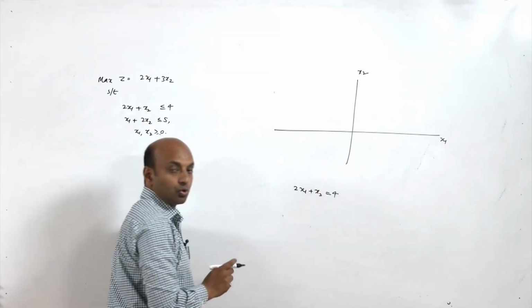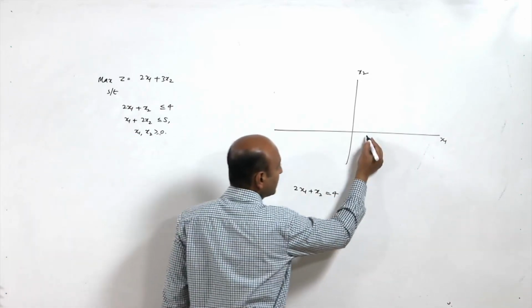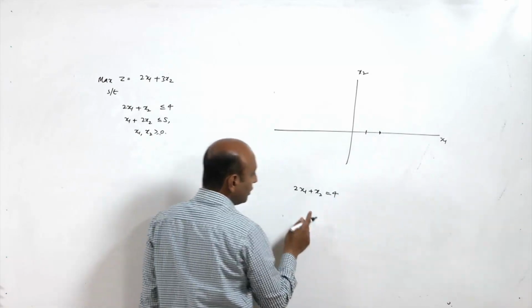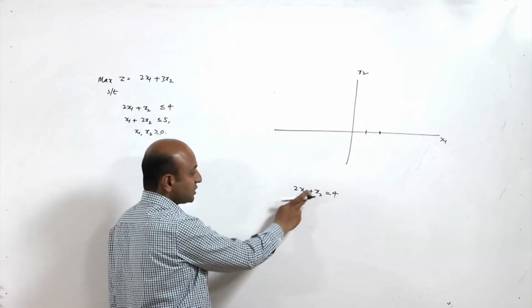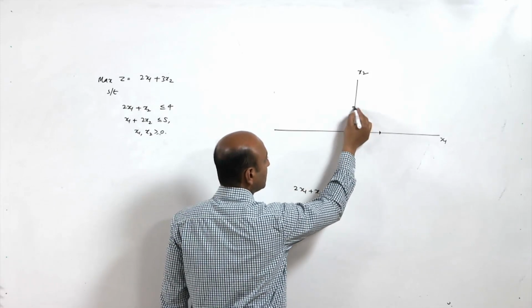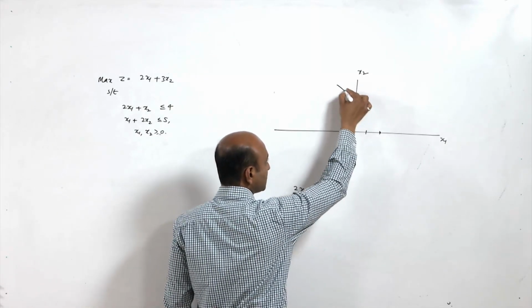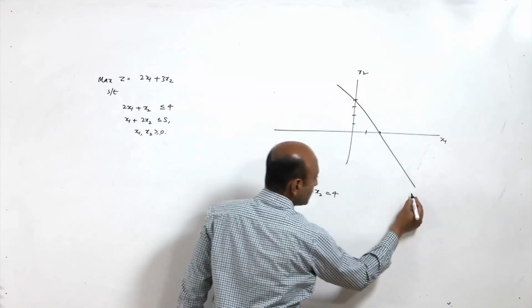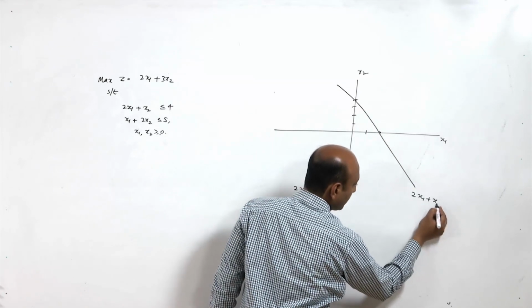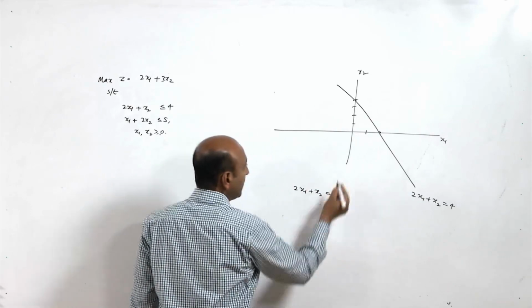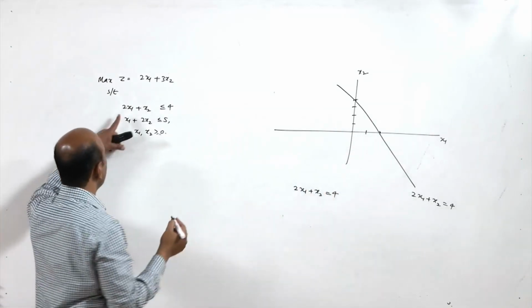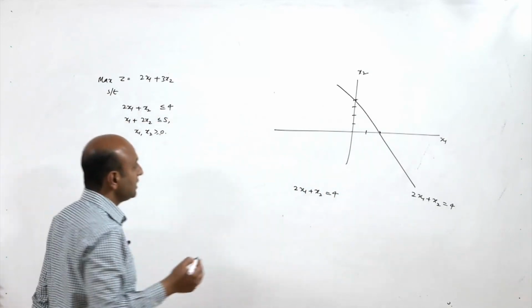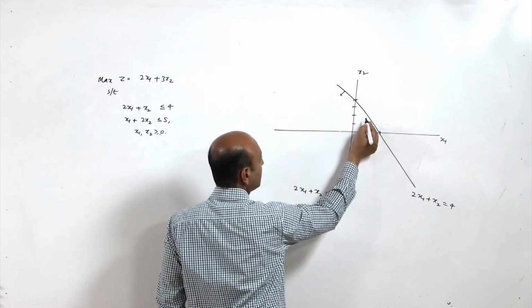When you take x2 equal to 0, x1 is 2. When x1 is 0, x2 is 4. So, this is the first constraint, that is 2x1 plus x2 equal to 4. And when you take 0 comma 0, it satisfies this constraint. So, shade is toward the origin.